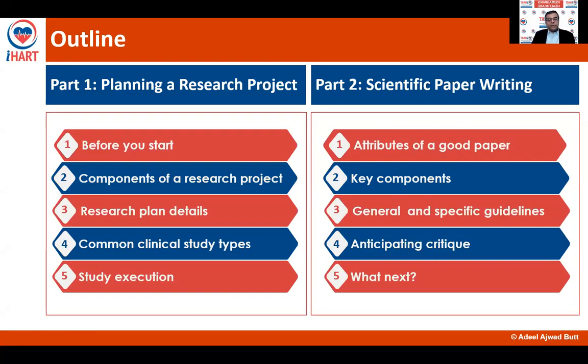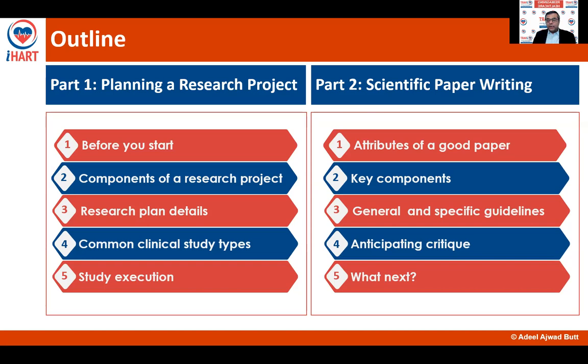This year, we have divided the research workshop into two components. The first component will cover planning a research project. We will talk about what are the things you need to do before you start a project. What are the components of a good research project and the details? What are the common types of clinical studies that you can undertake, and how to execute a study.